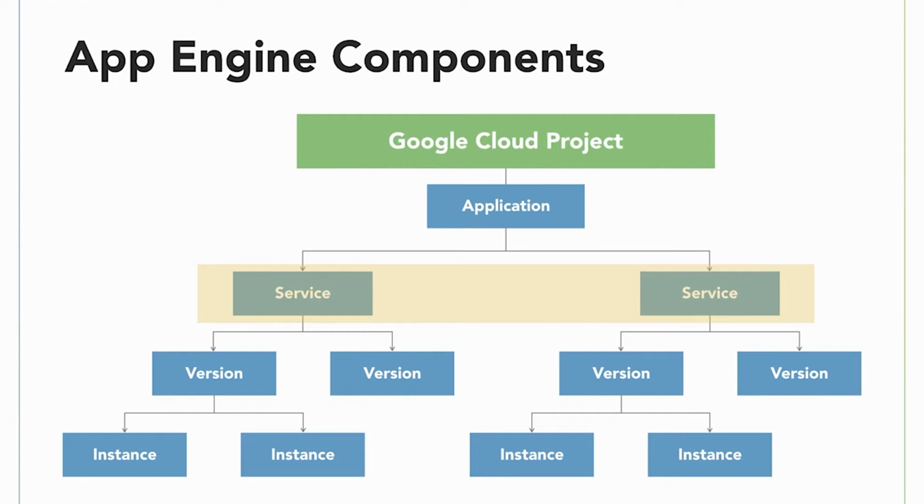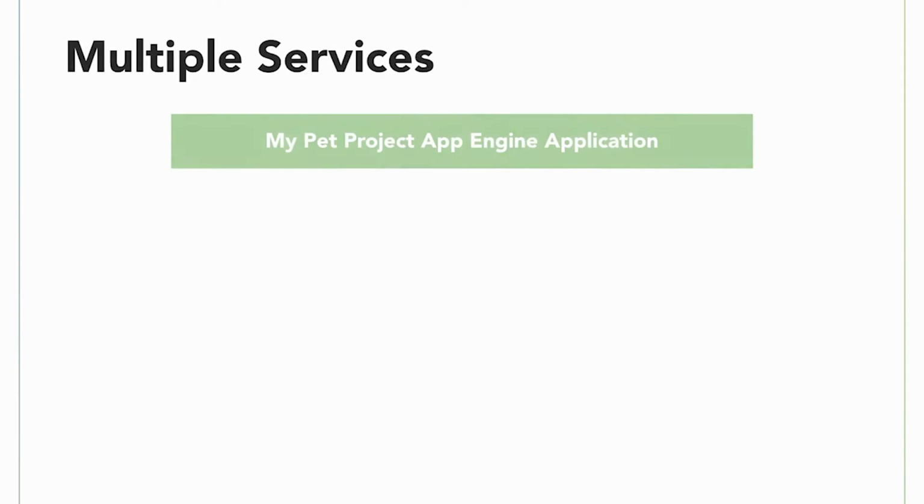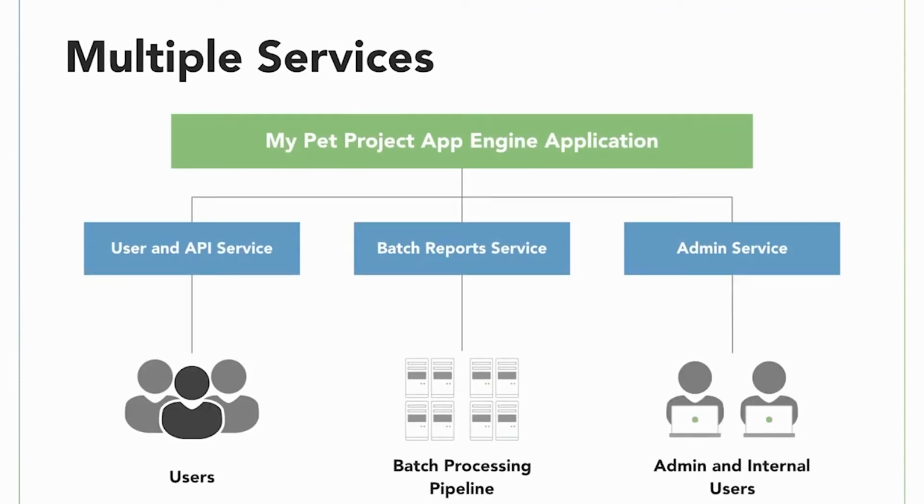An App Engine app can work fine with just one service. However, if you have a large application, you can separate logical components into their own services. For example, you can have one service that handles front-facing user and API requests. You can have another service to handle batch processing and pipeline-like operations. And you can have another service for admin panels dedicated to admin and internal users.